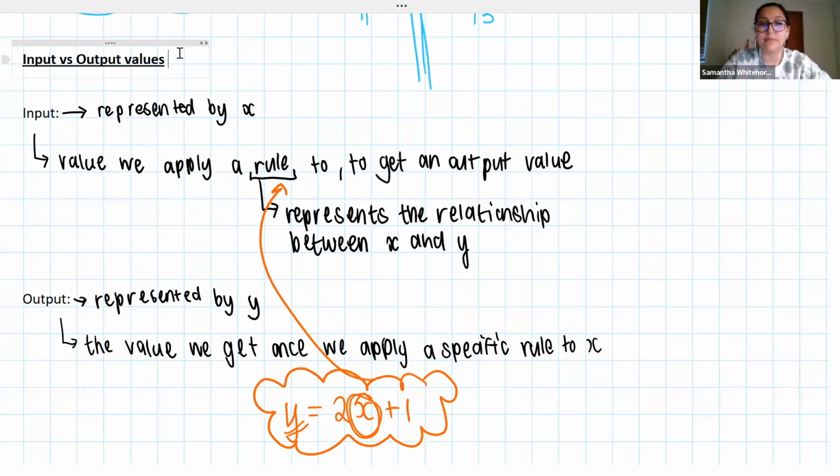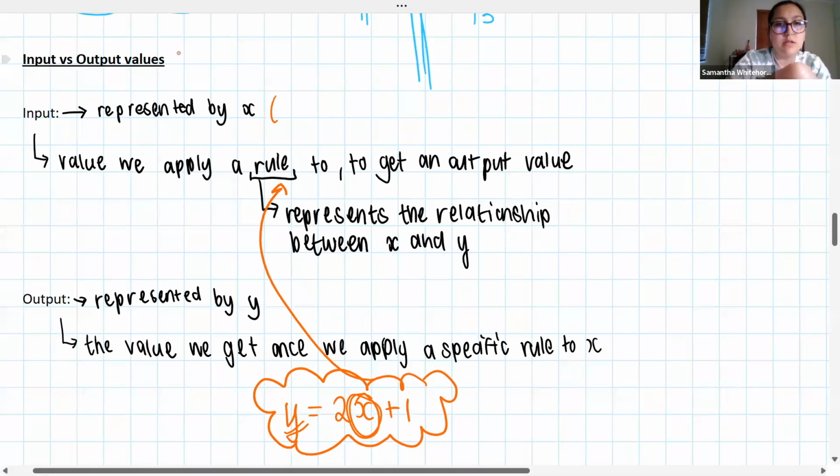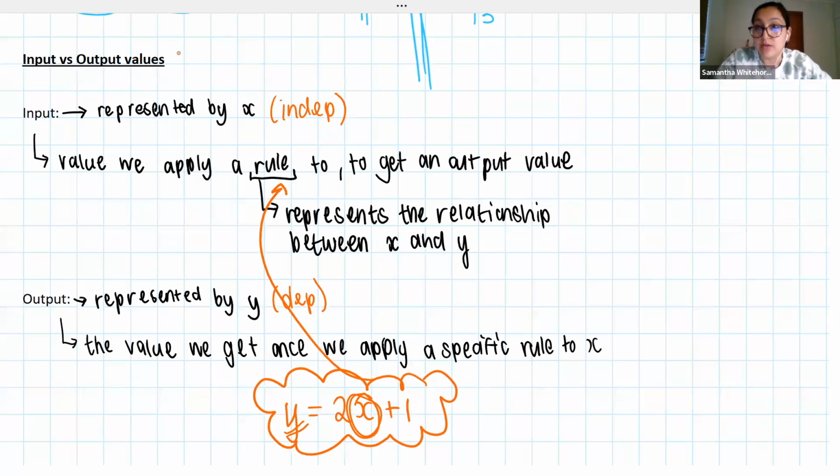So it's really important that we understand what an input value is and what an output value is. Remember, we also spoke about the fact that your input value is your independent variable, whereas your output value, or the Y variable, is your dependent variable, because Y depends on the rule being applied to X.